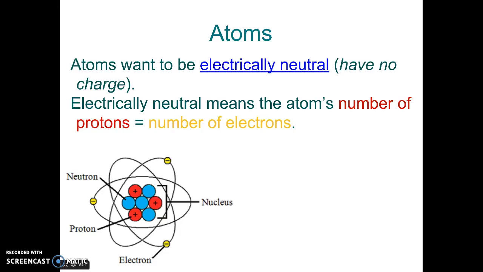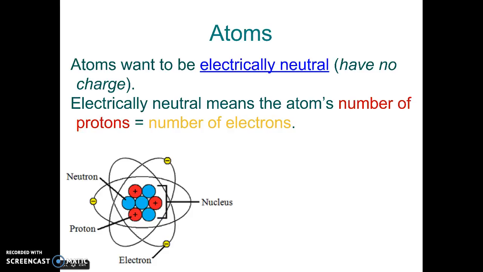I thought I had a slide on neutrons, but I don't see it. So neutrons are in the middle and they don't have a charge. They have no charge at all. They're not positive, they're not negative, but they are in the nucleus and they do have mass. And so they do add to the total mass of the atom.